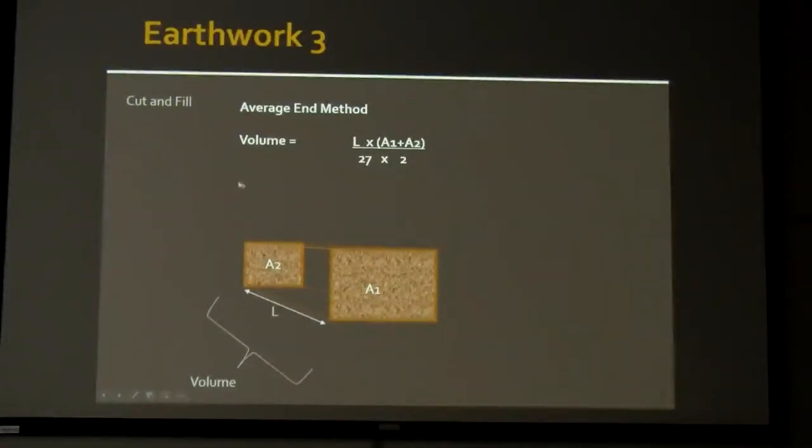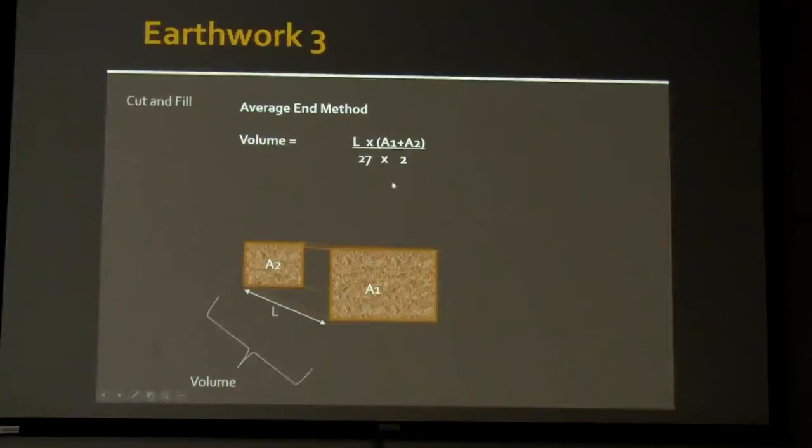The average end method, which was the other method of estimating the volume of a trench, applies whether or not the trench is rectangular or square throughout, or whether one end of the trench has a different cross-section than the other end. Here in this case, we'll assume that A1 and A2 are not equal, but this certainly applies if A1 and A2 are equal. The volume would be equal to the length, L, times (A1 plus A2) divided by 2, which is just the average of the two, and then divided by 27 cubic feet per cubic yard.